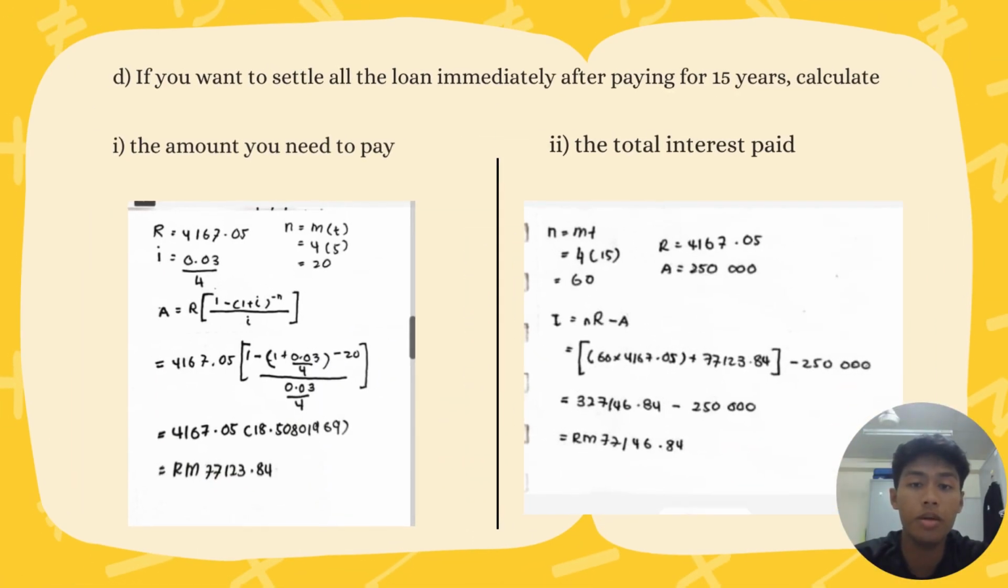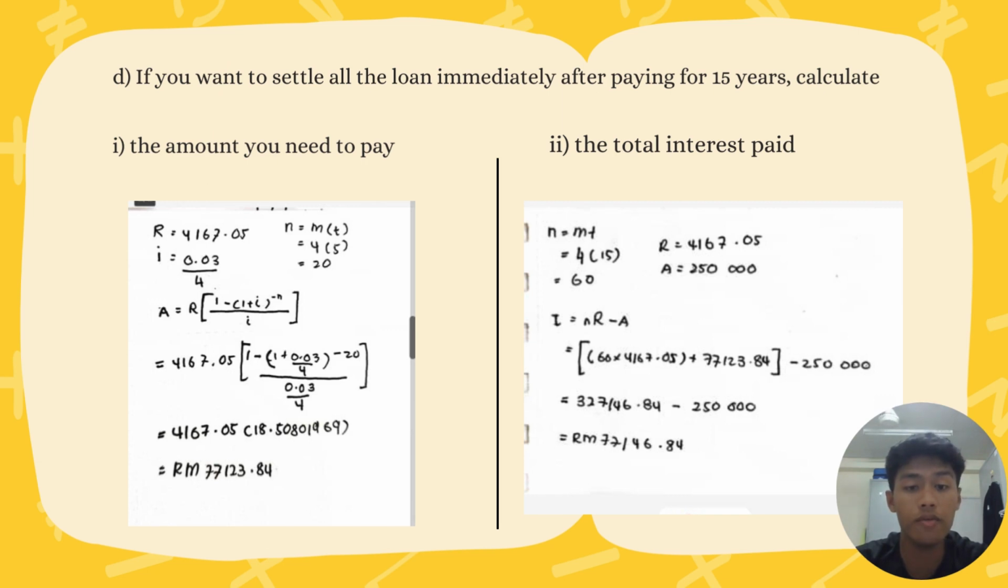Question 4D. If you want to settle all the loan immediately after paying for 15 years, calculate first the amount you need to pay, second the total interest paid. For the first question, you need to list down the information, then list down the formula. The formula that we will use is the present value formula, which is A equals R[1 minus (1 plus i) to the power of minus n] divided by i. Then put the information into the formula, which is 4167.05[1 minus (1 plus 0.03 divided by 4) to the power of minus 20] divided by 0.03 divided by 4. Then solve the equation, you will get the answer RM 77,123.84.